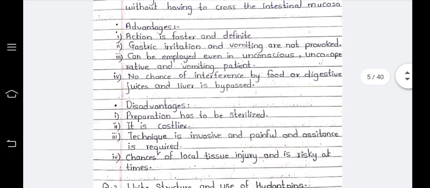Advantages: action is faster and definite. Gastric irritation and vomiting are not provoked. It can be employed even in unconscious or uncooperative and vomiting patients. No chances of interference by food or digestive juices, and the liver is bypassed.